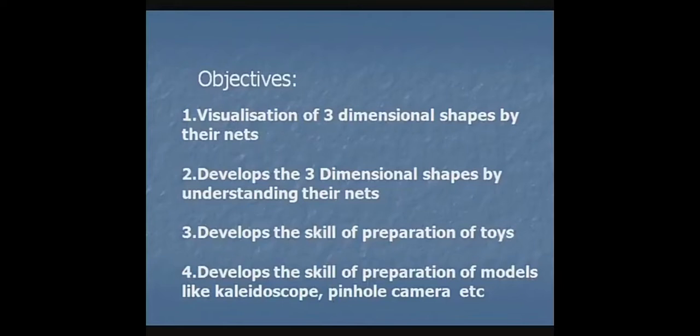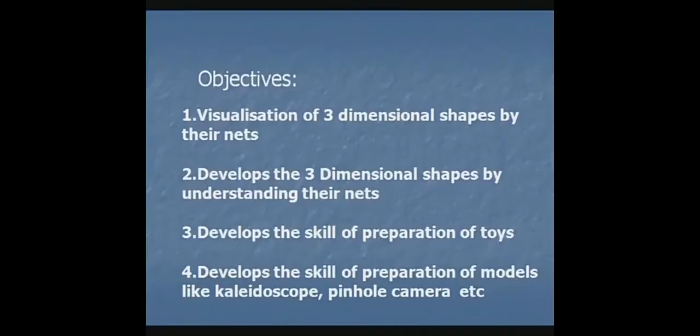It develops 3-dimensional shapes by understanding their nets. Not only children, anyone can understand the nets of 3-dimensional shapes. If they understand, they can develop the construction or making of 3-dimensional shapes, correct? Preparation of 3-dimensional shapes is very important, because it is a part of toy making and model making, am I correct? When children have this kind of conceptual knowledge, they can definitely prepare various kinds of things in the shape of 3-dimensional forms.